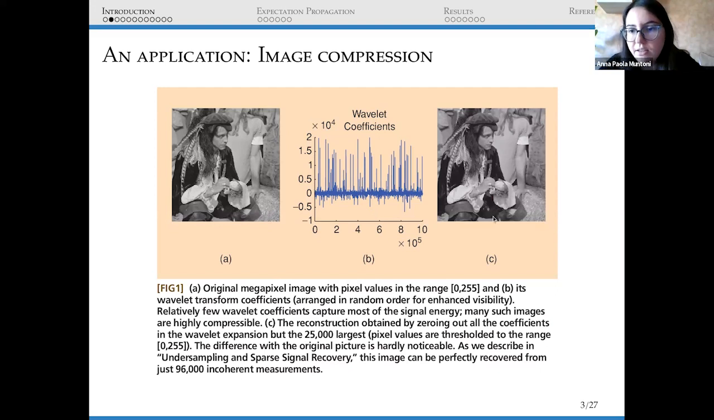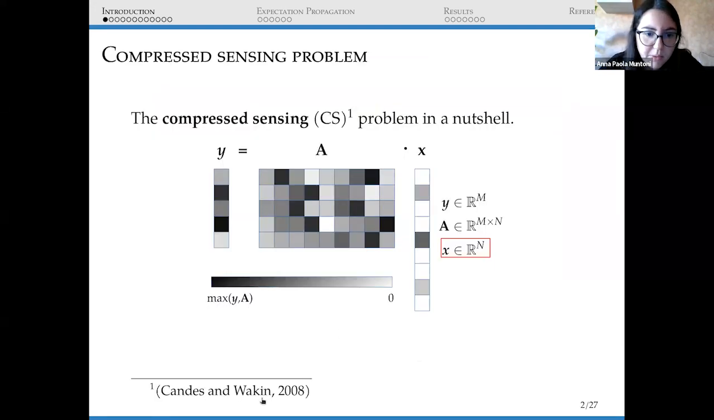And you see in panel C that basically you have no error here. So the image is completely recovered from, let's say, a number of coefficients that is quite less with respect to the original number of intensities. So this is, let's say, a very historical example. This picture is actually taken from the seminal paper for understanding the compressed sensing problem, in my opinion.